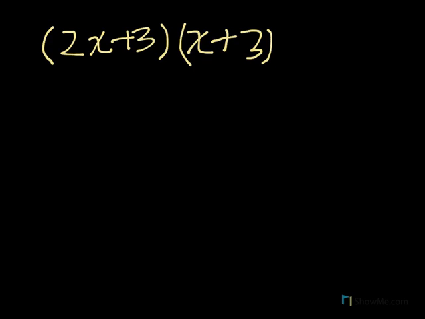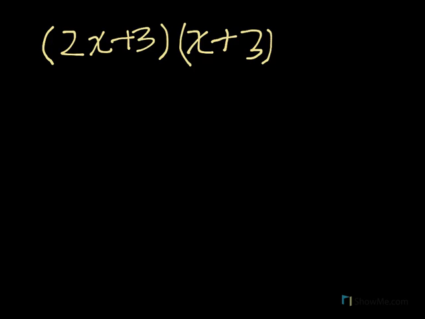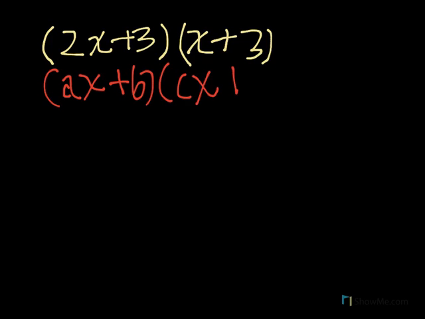Why do we have to multiply this 9 by this 2? And I have found an answer to this question. Let me write 2x plus 3 times x plus 3 in this form: ax plus b times cx plus d, where a, b, c and d are constant terms.